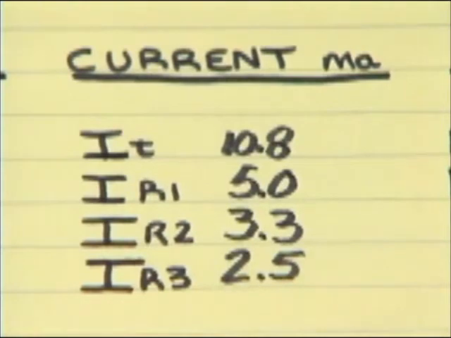Again, notice that even though each branch has a different resistance, the total current is still equal to the sum of the individual branch currents. That is, 10.8 milliamps is equal to 5.0 milliamps plus 3.3 milliamps plus 2.5 milliamps. This again proves Kirchhoff's current law.